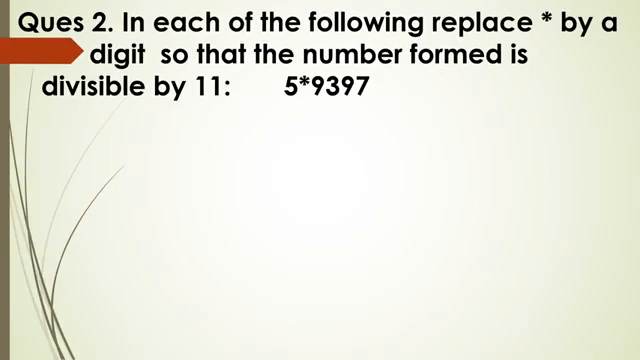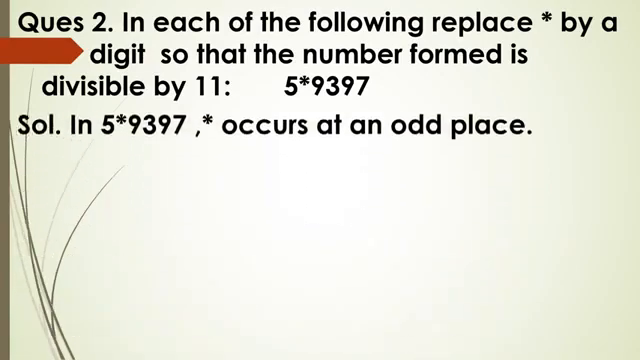Star occurs at which place? It occurs at an odd place, because the ones place is odd, then the hundreds place is odd, then the ten-thousands place is odd. So it occurs at the ten-thousands place, that is an odd place. So the sum of the digits at odd places is 7 plus 3 equal to 10. And the sum of the digits at even places, 9 plus 5, is 23.